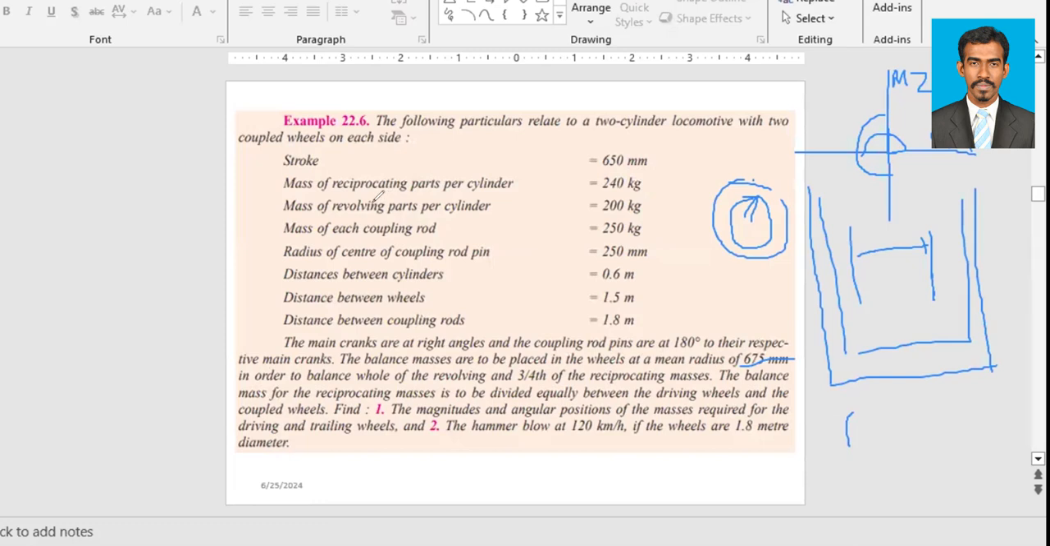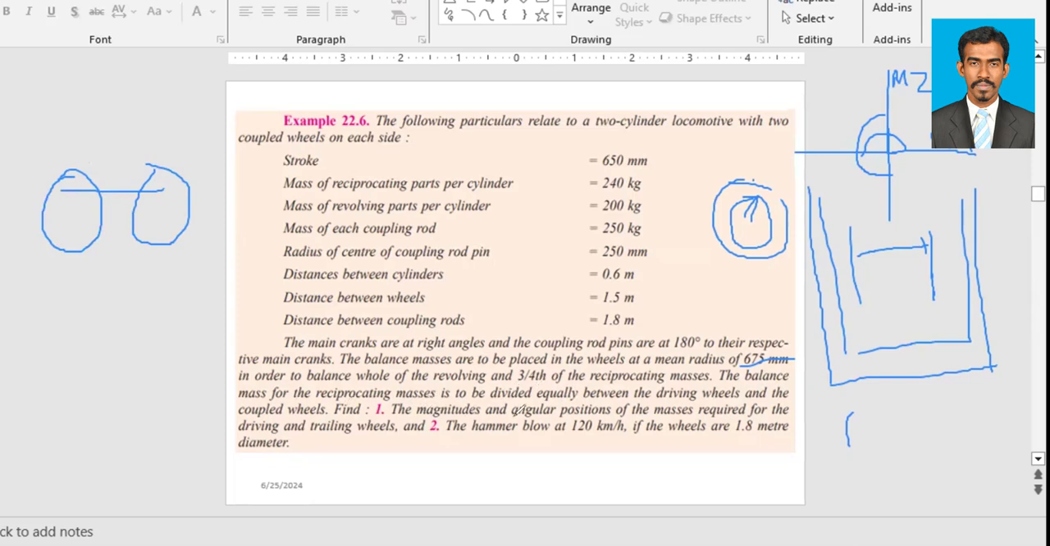balanced. The balance mass for the reciprocating masses is to be divided equally between the driving wheels and the coupled wheels. In the question we have two wheels, one is the driving wheel and the other one is the trailing wheel. Both are coupled. So the balance masses are expected to be distributed equally to this and this, divided equally between the driving wheels and the coupled wheels.